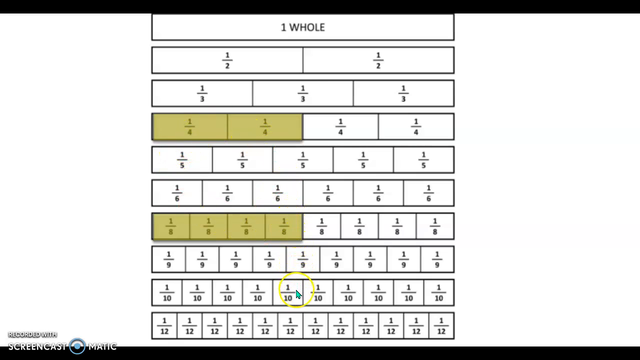Nope, 9ths don't work. 10ths, nope, it's close, but it doesn't work. And finally, I have my 12ths. 1/12, 2/12, 3/12, 4/12, 5/12, 6/12. So 6/12 is equivalent to 4/8, which is equivalent to 2/4.